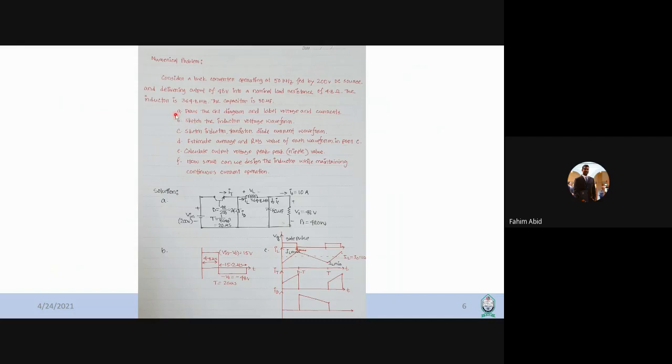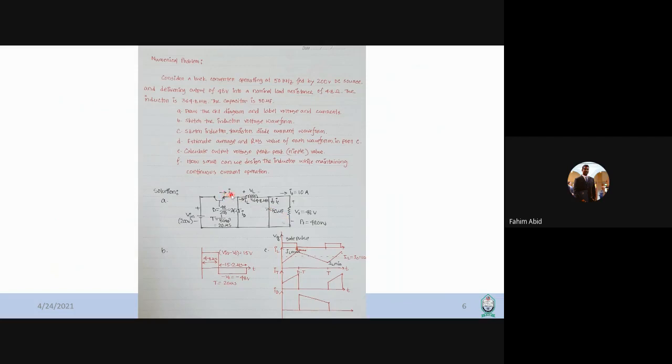And we may have questions like A, B, C, D, E, F. I typically like to give you questions in a format similar to this, so I will ask 5 or 6 small questions, one for each part. So in part A, it says draw the circuit diagram and label the voltages and currents. You know the circuit diagram of the buck converter from the previous slides, so then you have to draw the circuit diagram.